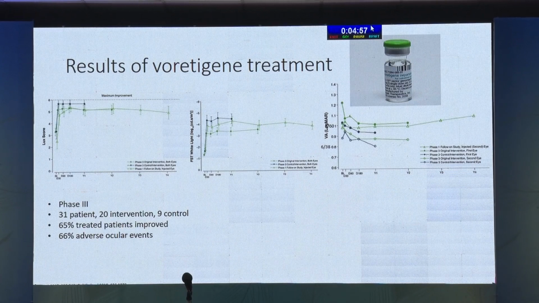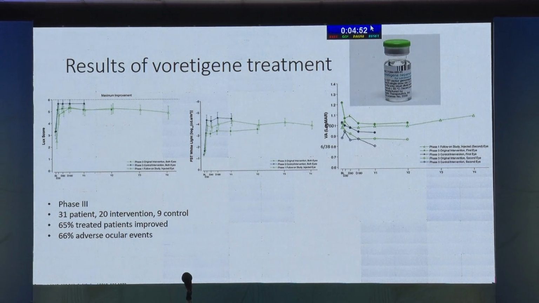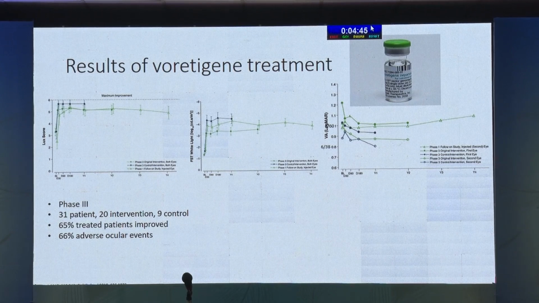So here are the results of the phase 3 study, which had 31 patients, 20 intervention and 9 control. Overall, 65% of the treated patients improved, but of course 66% had adverse ocular events.